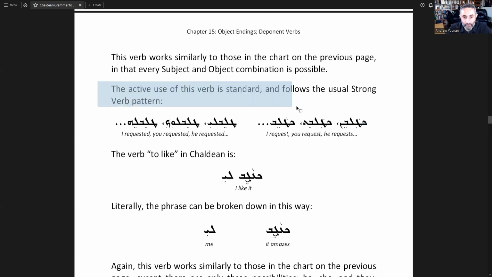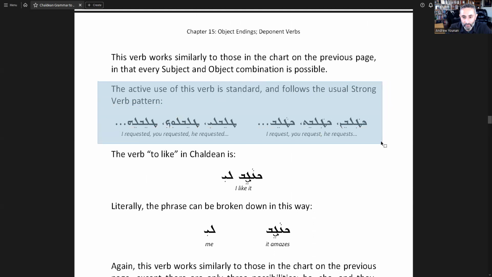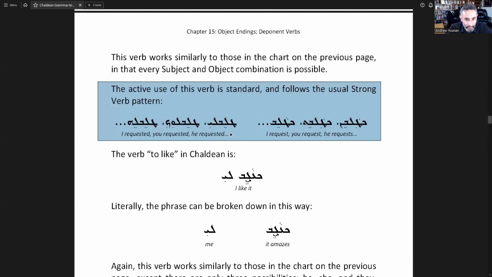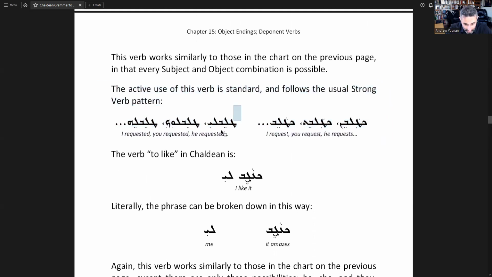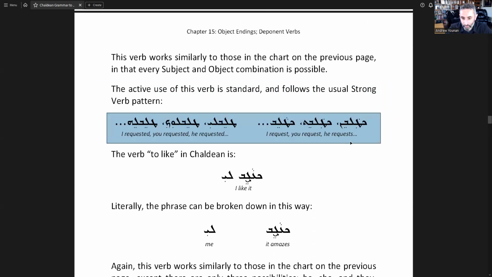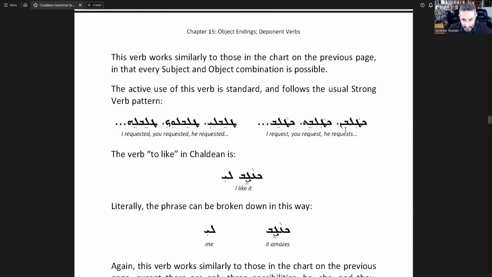The active use of this verb is standard and follows the usual strong verb pattern. Ktalbin, ktalbit, ktalib. Past tense, tlibli, tlibluch, tlible. So the basic verb is to request. When it's combined with an object ending, it means to owe, but the meaning is reversed.